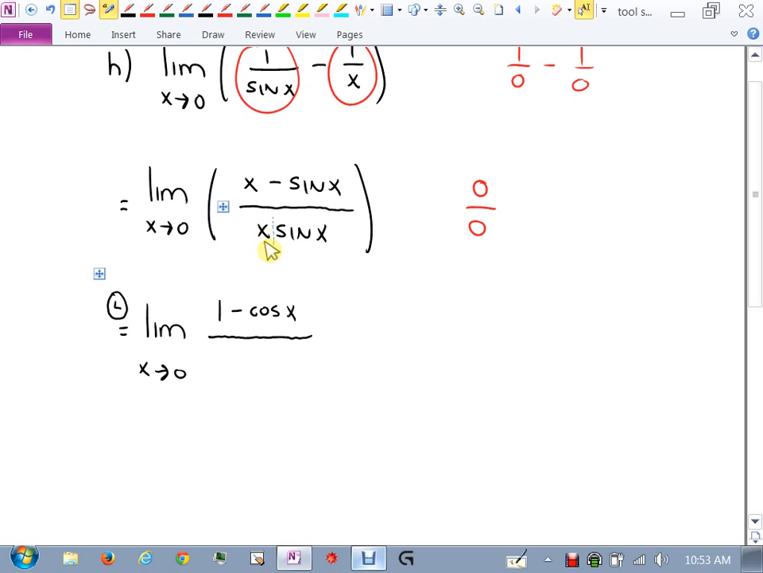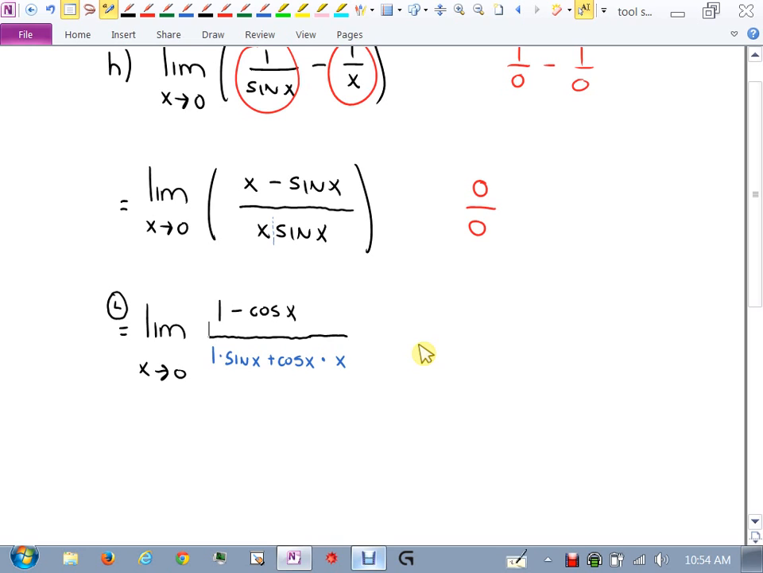So what is the derivative of x sine x? It's 1 times sine x plus cosine x times x. Derivative of the first one, 1, times the second, plus derivative of the second one, cosine, times the first. I believe at this point, I think good things happen. Let's see.